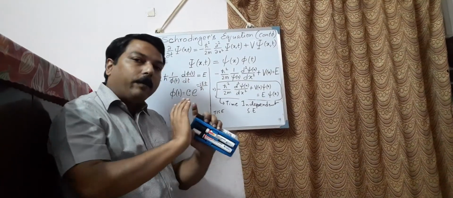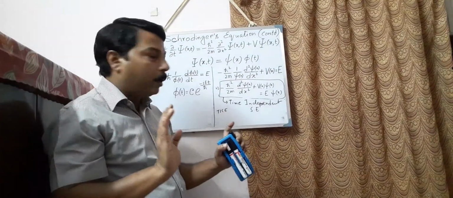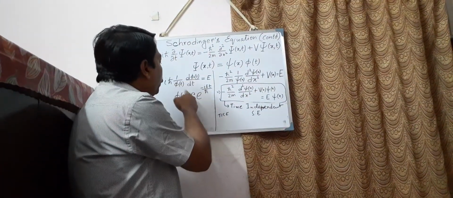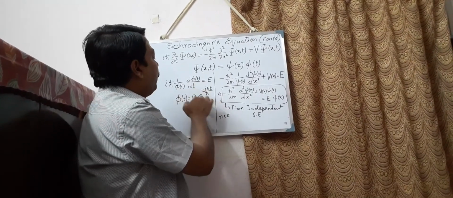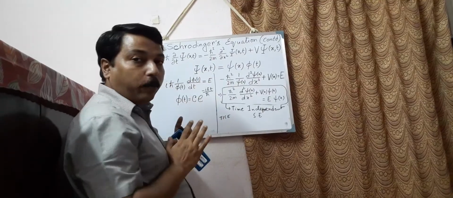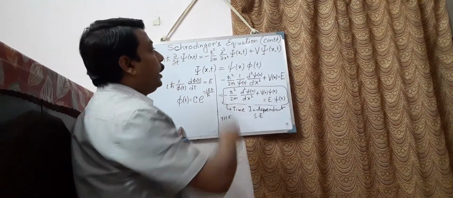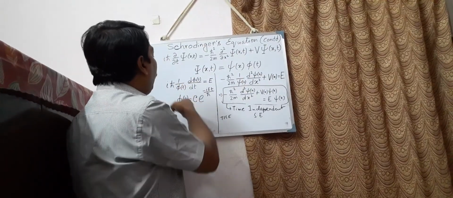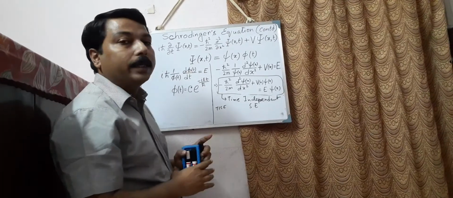So, whatever be my potential, that means whatever be my system I consider, the solution for phi t will always be the same, c e to the power minus i E t by h bar. So, irrespective of my potential function which goes in as my input in the Schrodinger equation, irrespective of that potential, the phi t part of the solution will always end up in c e to the power minus i E t by h bar.